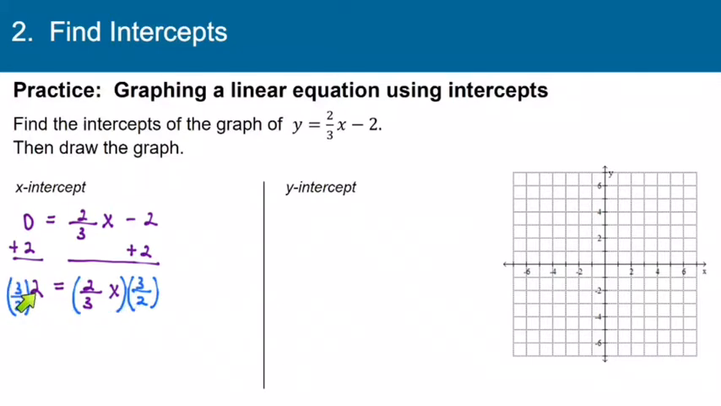Now on the left side you can see that we have a 2 in the top and a 2 in the denominator. So 2 divided by 2 is 1, and therefore those 2's will cancel each other out, and we'll have 3 for the left side. On the right side, 2/3 times 3/2 would be 6/6, which of course simplifies to 1. So on the right side, we just get 1x. So I'll write that as just x. And now we see that our x-intercept is 3.